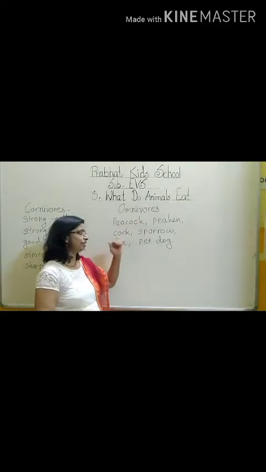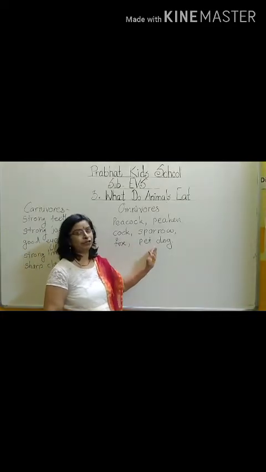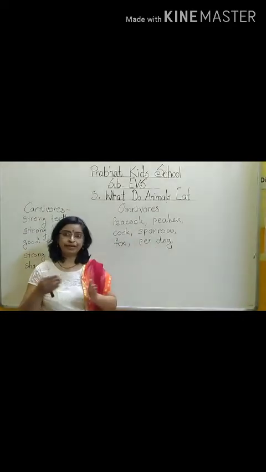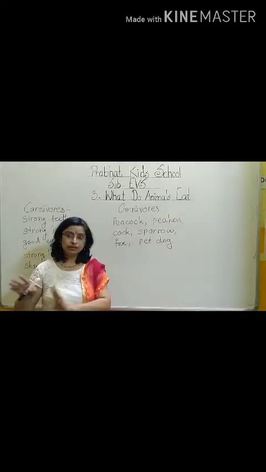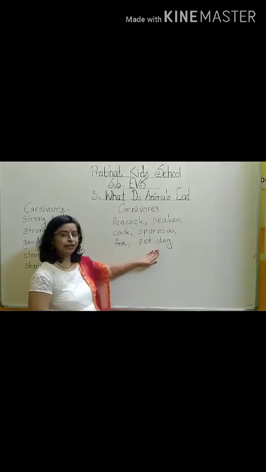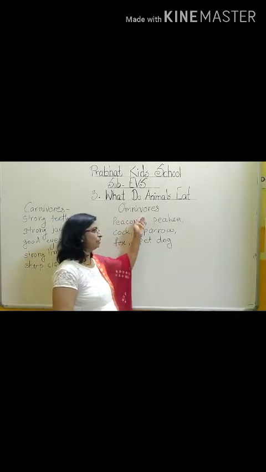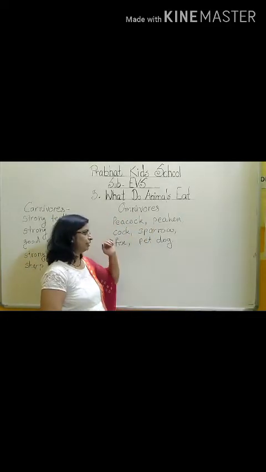Now see, some examples are given: peacock, peahen, cock, sparrow, then fox, pet dog. Pet dog means what? Those found at your home, not in the jungle. These are the pet dogs. So these animals are known as the omnivorous animals.